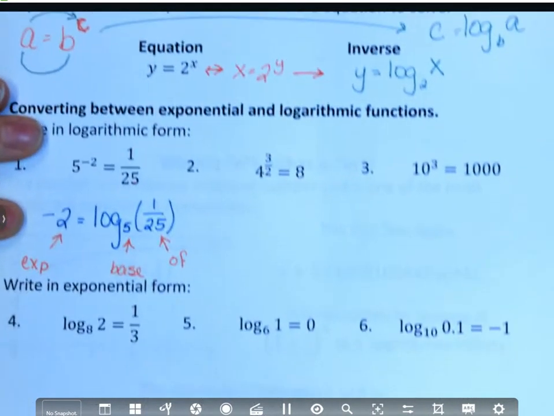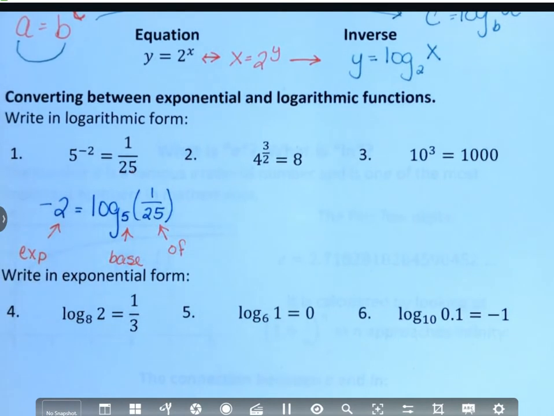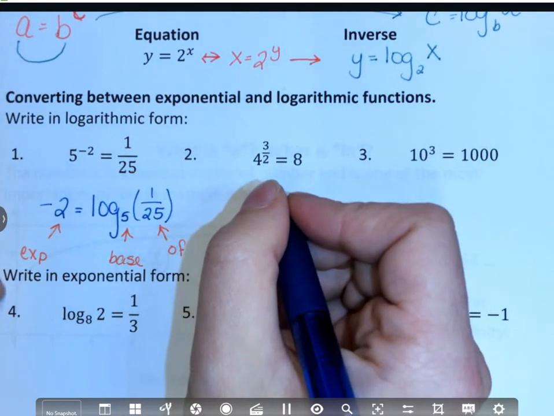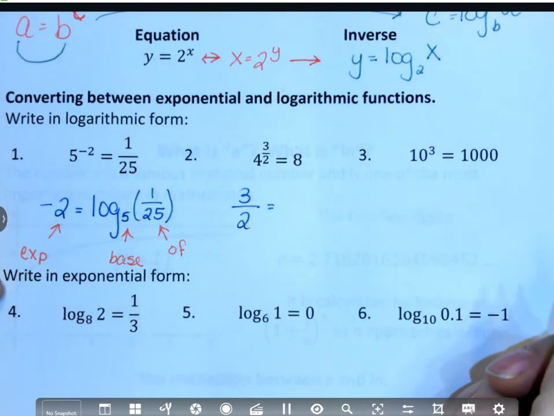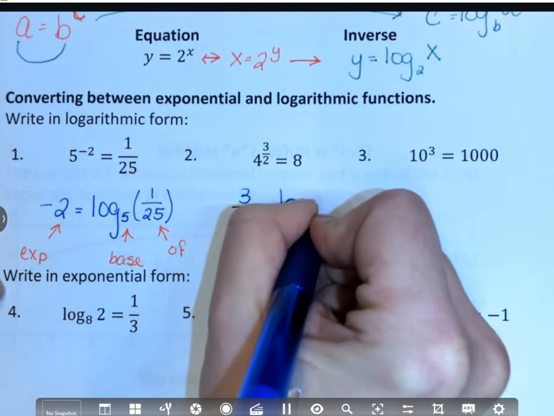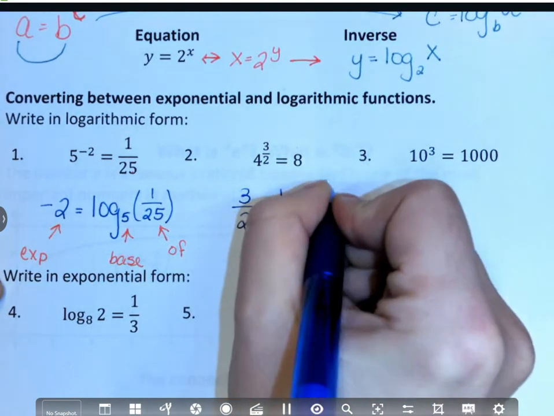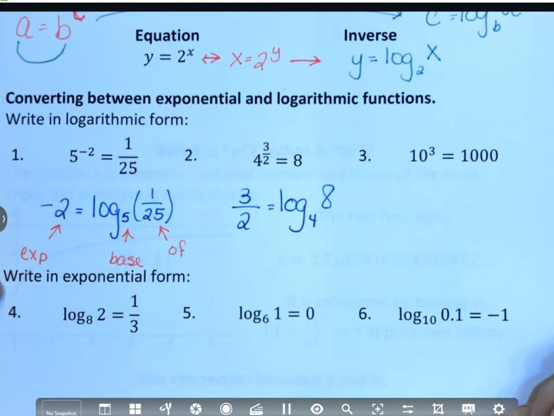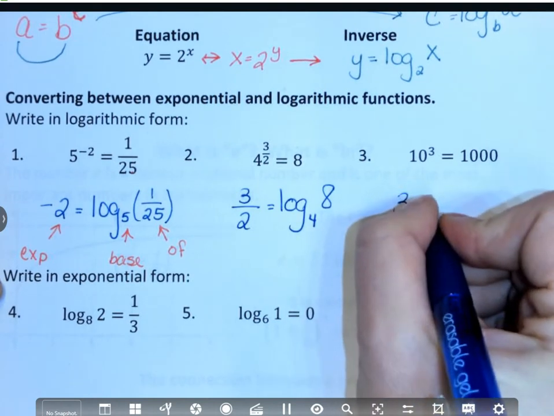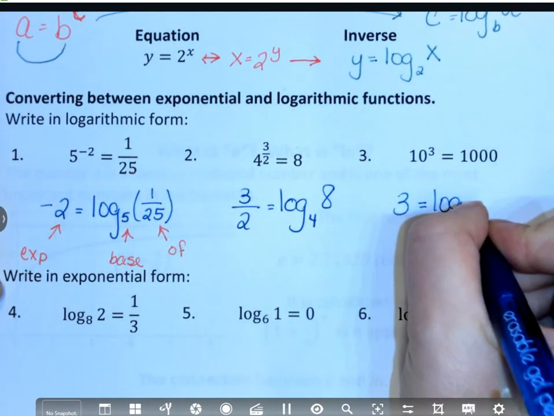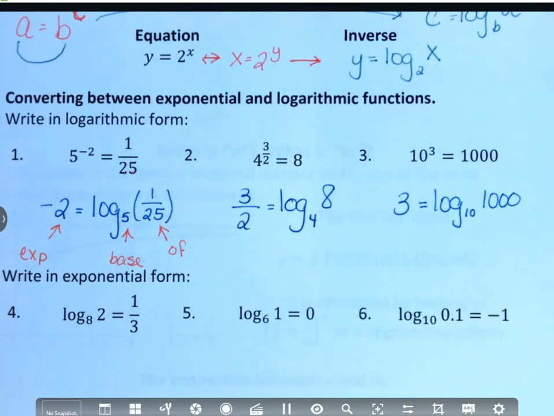So how would I rewrite number 2 in logarithmic form? 3/2 is log base 4 of 8. How would I rewrite number 3? 3 equals log, and we typically say base 10 of 1,000, but you are actually correct because you just said log of 1,000.